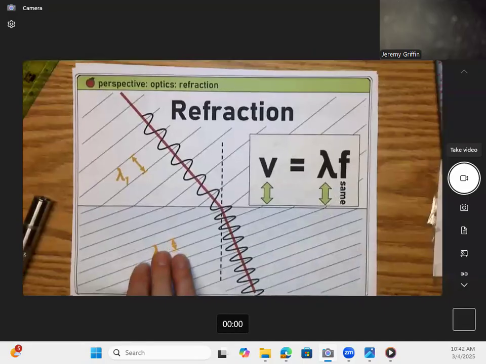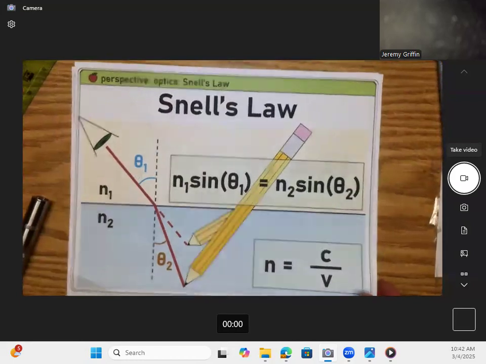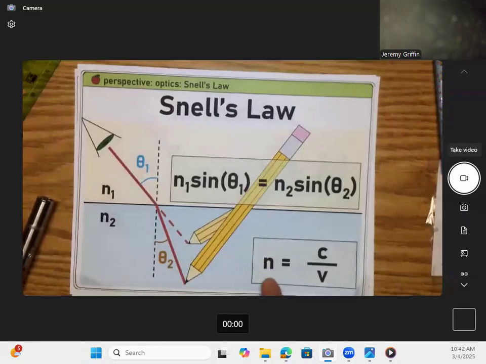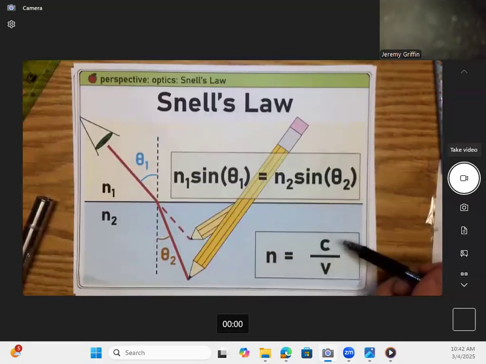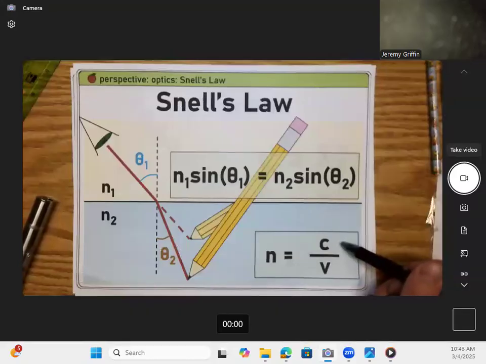Now, how much does it refract? You can get that from Snell's law. To understand Snell's law, you have to know what this n is. This n is called the index of refraction. And what does c stand for in physics? The speed of light. You all know c is the speed of light.